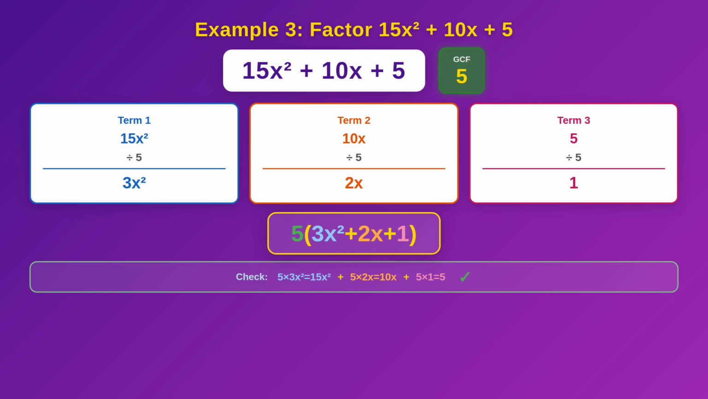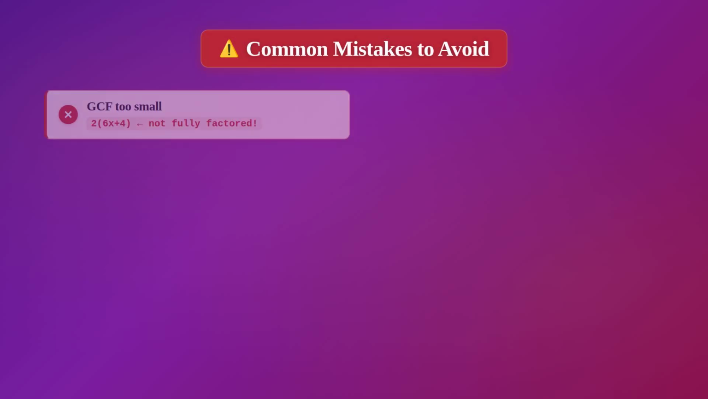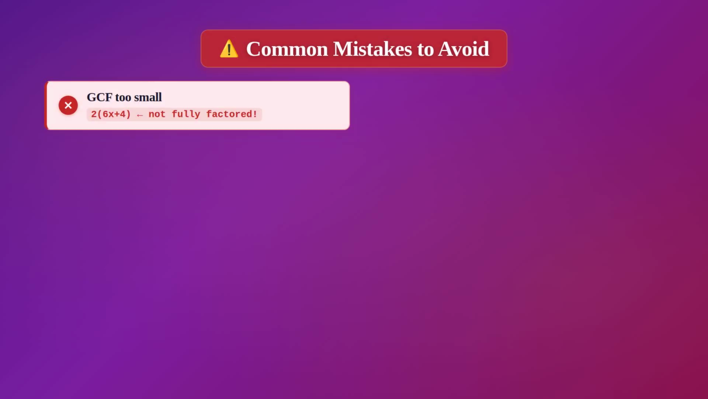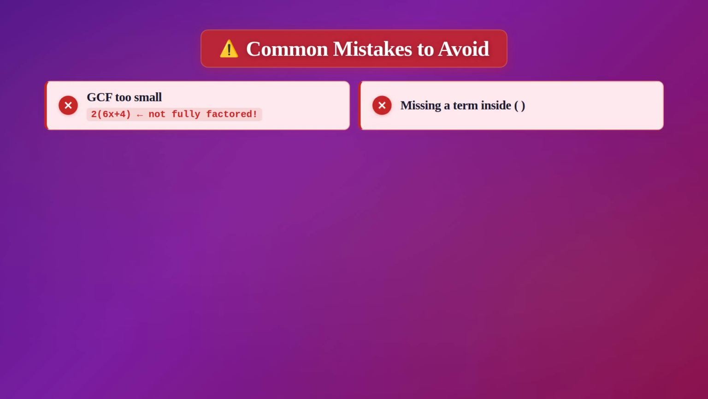Step 2. Divide each term by 5. 15x squared divided by 5 is 3x squared. 10x divided by 5 is 2x. 5 divided by 5 is 1. Step 3. Write 5 times the quantity 3x squared plus 2x plus 1. Check. 5 times 3x squared is 15x squared. 5 times 2x is 10x. 5 times 1 is 5. Original expression restored? Perfect.